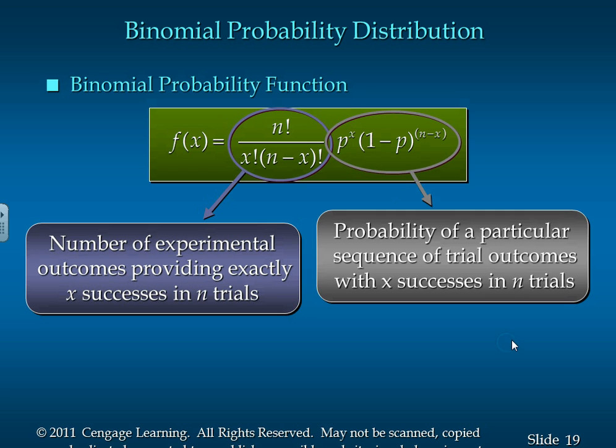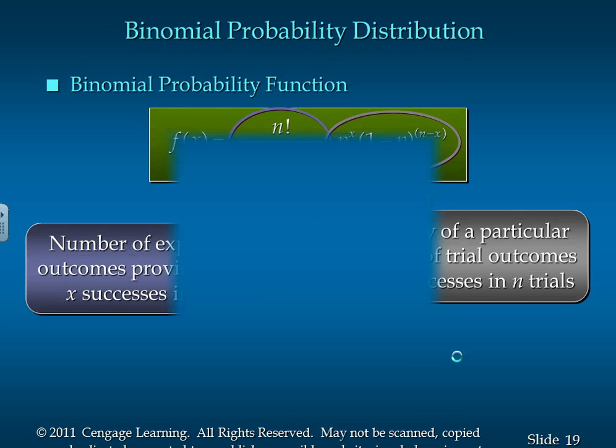Yeah, all right. Well, the probability of the particular sequence of successes. Well, the number of outcomes. This is the combination again, right? And n factorial over x factorial times n minus x factorial comes that way.